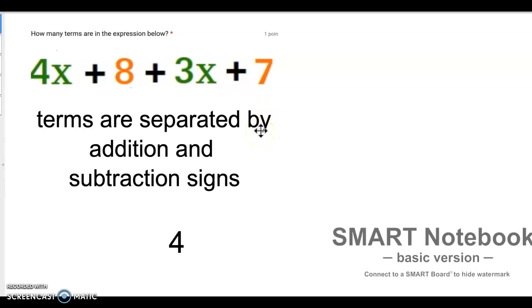So remember, terms are separated by addition and subtraction signs. So if we look here and we count, 4x is a term, 8 is a term, 3x is a term, 7 is a term. They're all separated by, in this case, addition signs. So we have 4 terms in this expression.